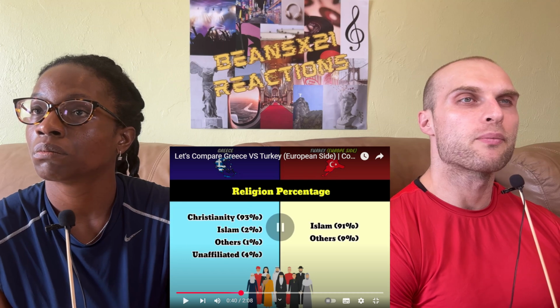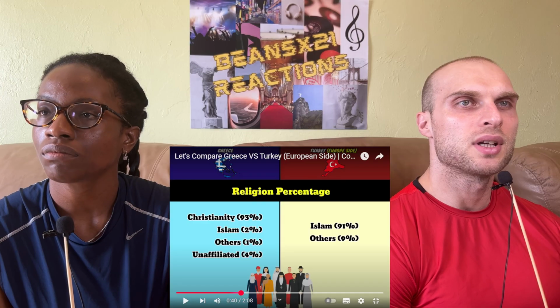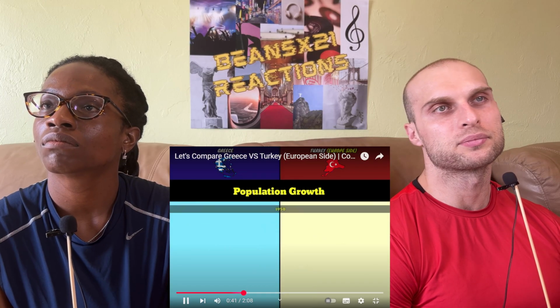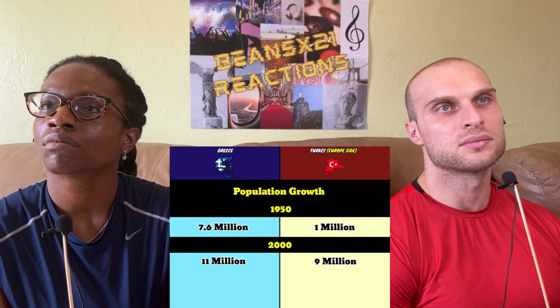Percentage: mostly Islam, none others. Okay. Population growth: 1950, 7.6 million, 1 million; 2000, 11 million, 9 million.